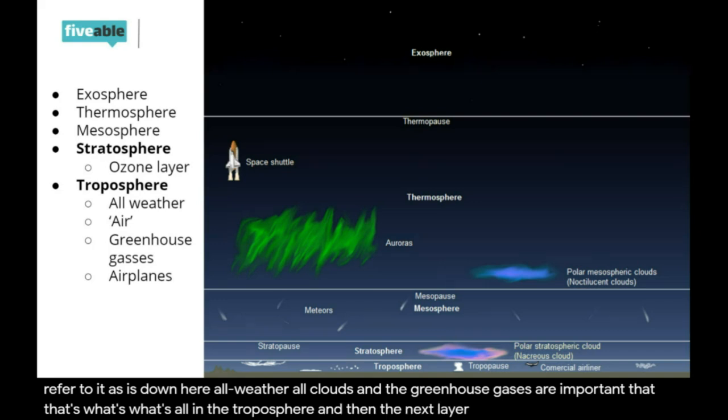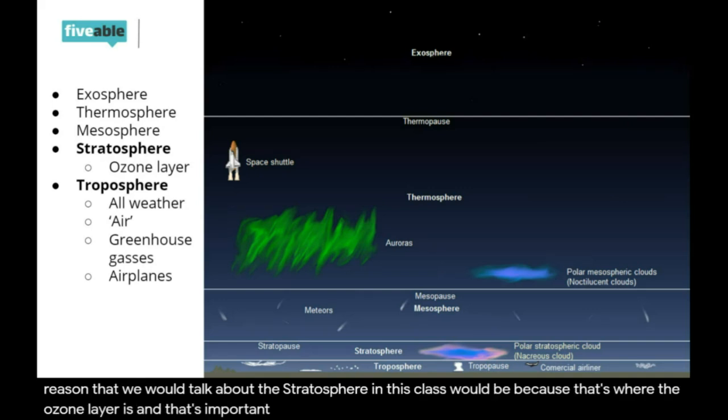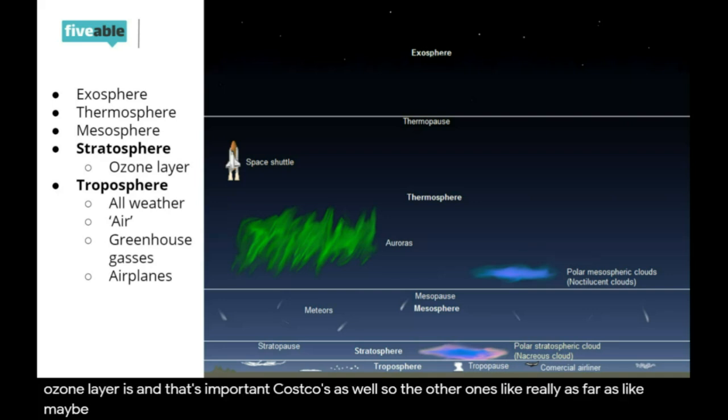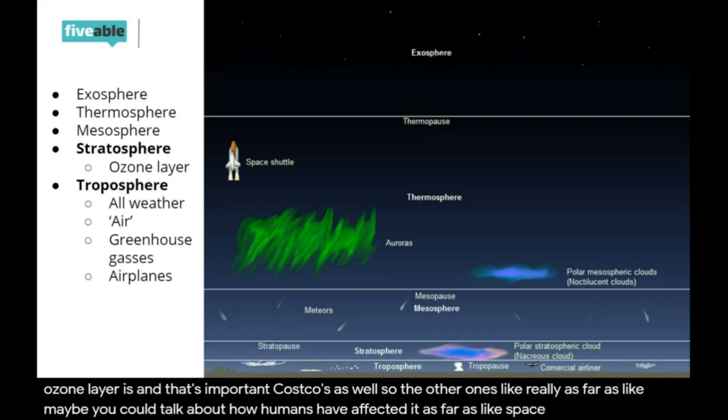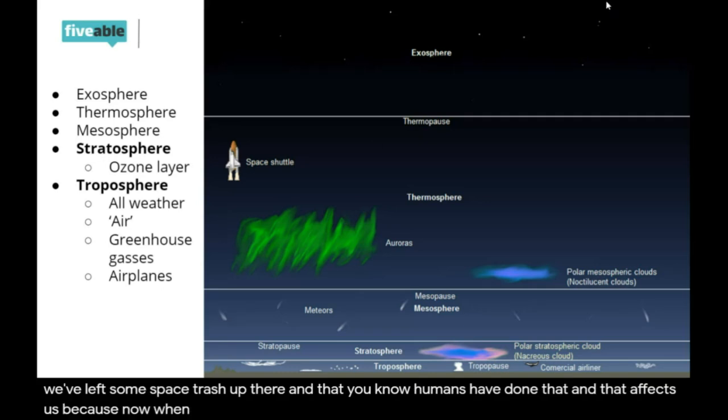And then the next layer is the stratosphere. And the reason that we would talk about the stratosphere in this class is because that's where the ozone layer is. And that's important as far as this class goes as well. So the other ones, maybe you could talk about how humans have affected it as far as space trash. We've left some space trash up there, humans have done that, and that affects us because now when we launch rockets into space, we have to make sure that we don't crash into them.